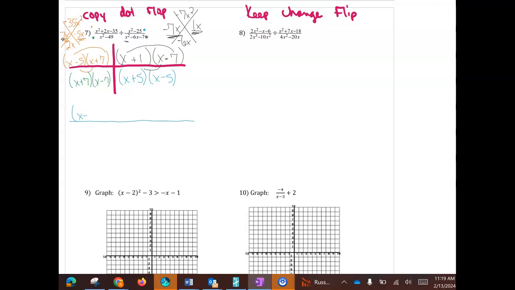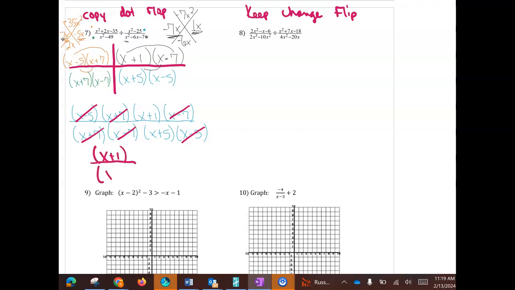So I'm going to have an x minus 5 from the top left and an x plus 7. Top right, x plus 1 and an x minus 7. Denominator, x plus 7 from the left, and from the right, x plus 5 and x minus 5. All right, I'm going to cross out now. So x minus 5, x minus 7, x plus 7. So when we're done, the only thing we have left is x plus 1 over x plus 5.